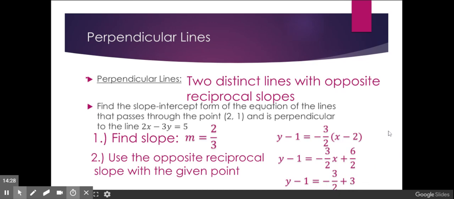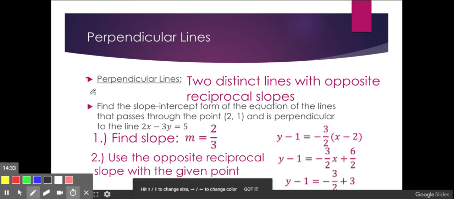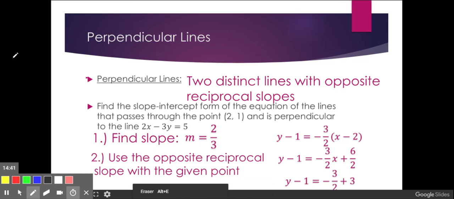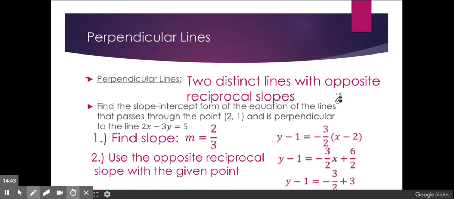And then our final equation, we would want to add 1 to both sides. So lastly, final equation would be y equals -3/2x plus 4.